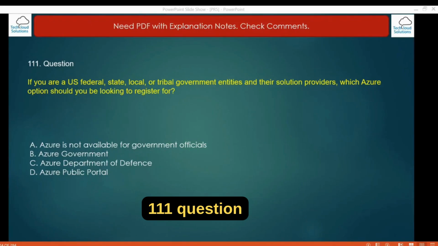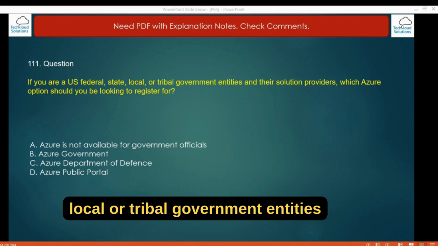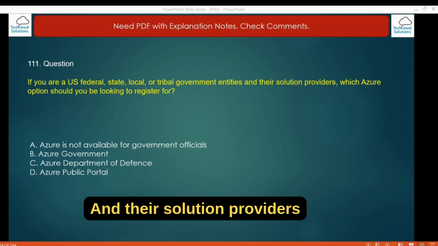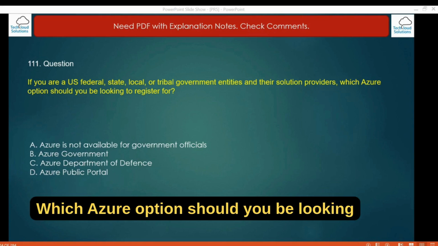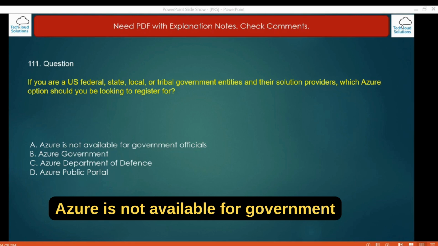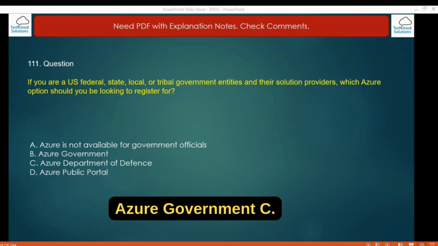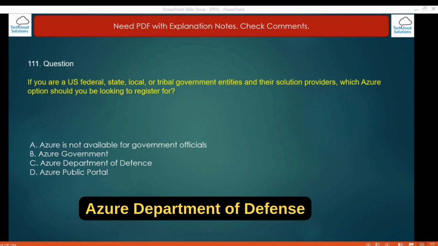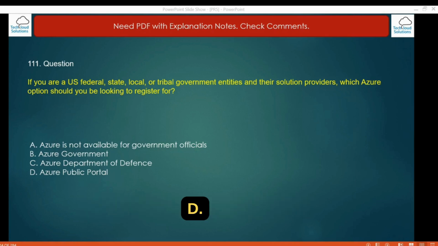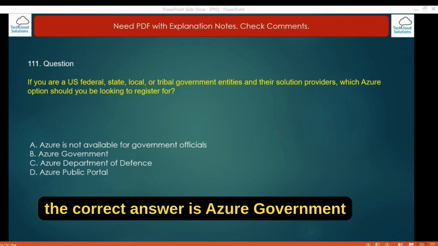Question 111. If you are a US federal, state, local, or tribal government entity or their solution provider, which Azure option should you be looking to register for? And the options are A. Azure is not available for government officials. B. Azure Government. C. Azure Department of Defense. D. Azure public portal. So the correct answer is Azure Government.